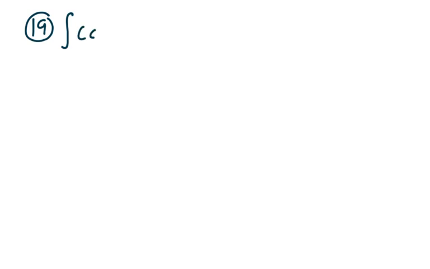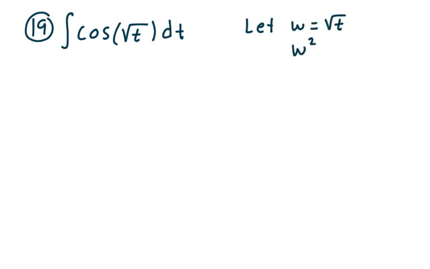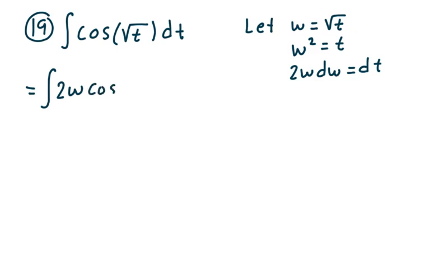Suppose I have the integral of cosine of square root of t dt. Now, I like to get rid of the radical whenever possible. And so what I'm going to do is I'm going to let w equal square root of t. So w squared equals t. 2w dw is dt. So we're going to rewrite this integral as follows. It's the integral of 2w cosine of w dw.